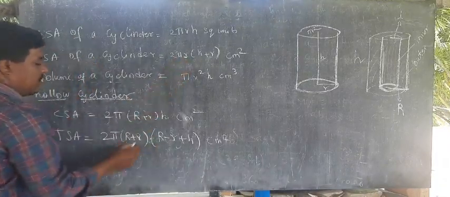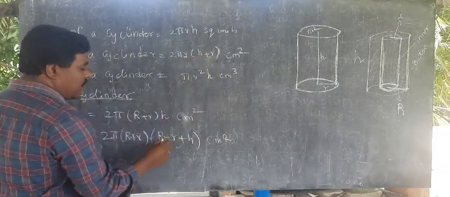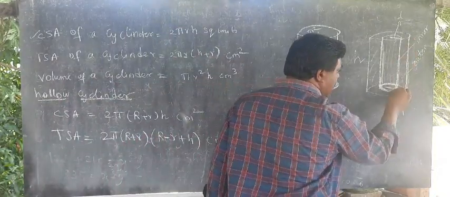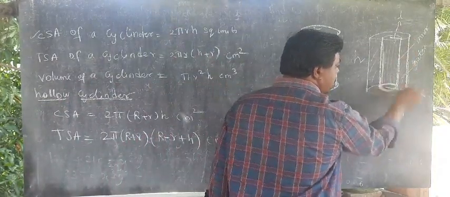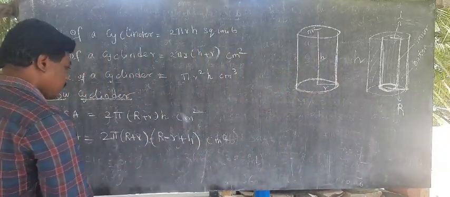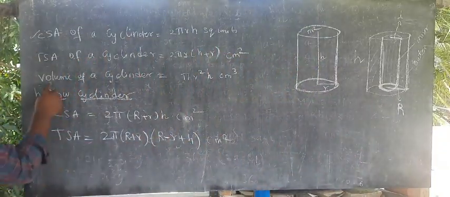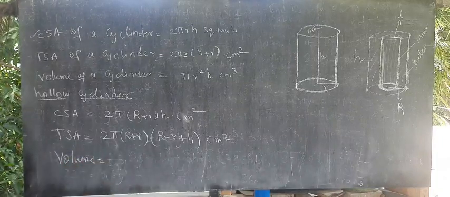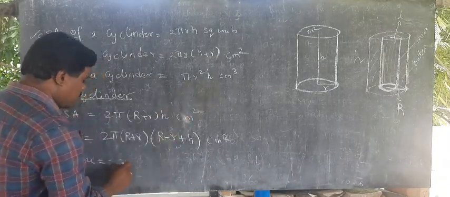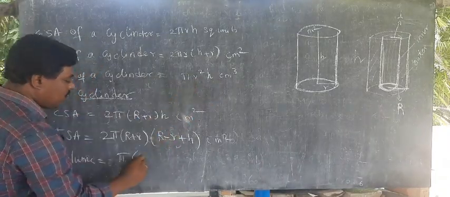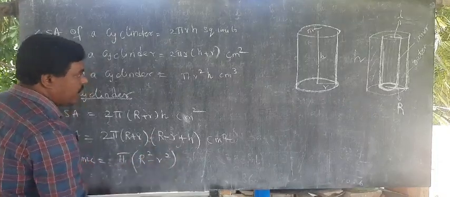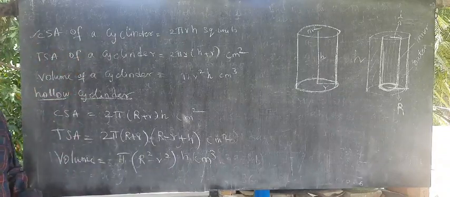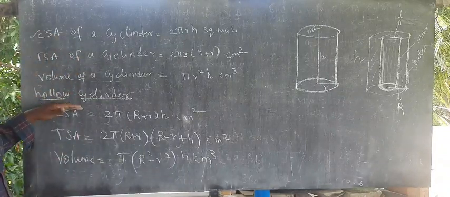So for this, R plus r, here H plus R means R minus r plus H, because the inner region quantity is capital R minus small r, and we get the area in centimeter square. And then the volume of the hollow cylinder is pi R square H, so I wrote here pi, capital R square minus small r square, into H, centimeter cube. These are the formulas for the cylinder and hollow cylinder.